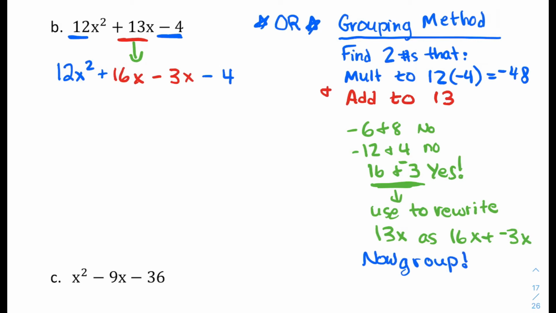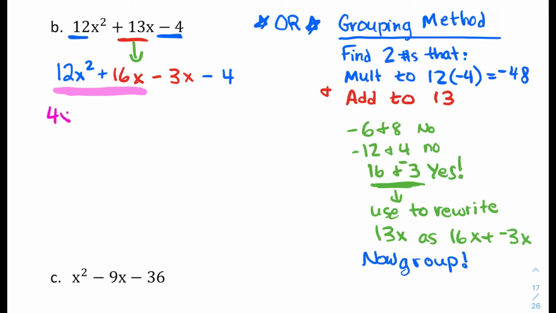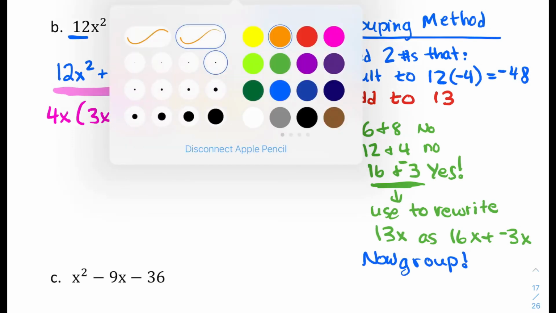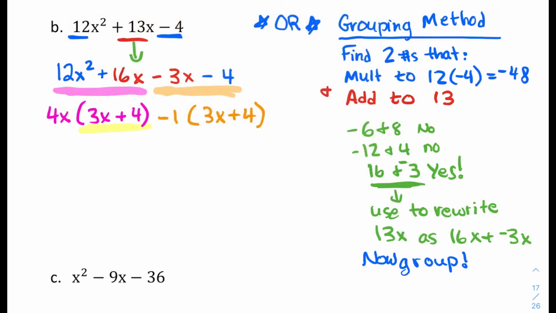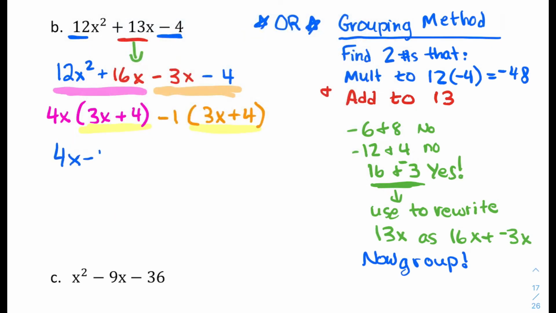And what I've done is create an expression that has 4 terms that I can use grouping to factor like we did yesterday. So if you look at your first 2 terms here, they share a common factor of 4x. So I'm going to factor that out, which would leave me with 3x plus 4. And then my last 2 terms, I want a factor of 3x plus 4, so I could factor out a negative 1. And that would leave me with a factor of 3x plus 4. And then I can factor out that common factor of 3x plus 4 and be left with 4x minus 1. So my factored form is 4x plus 1 times 3x plus 4.